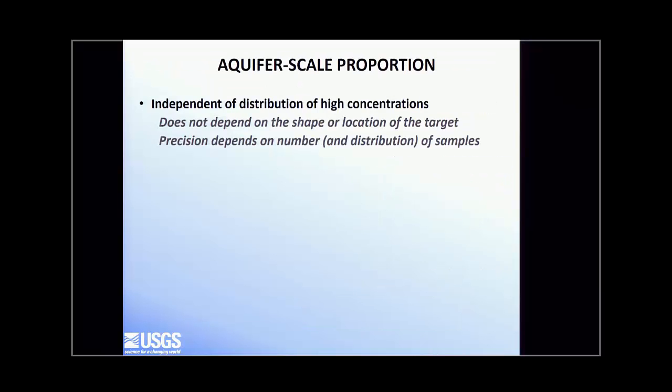Okay, so let's summarize on this aquifer scale proportion. It's independent of the distribution of high concentrations. That may be bothersome to you. It just doesn't matter. The aquifer is a gray box from which you're sampling. It doesn't depend on the shape or the location of the target. The precision of your estimate does depend on the number of samples that you have and also on that distribution.